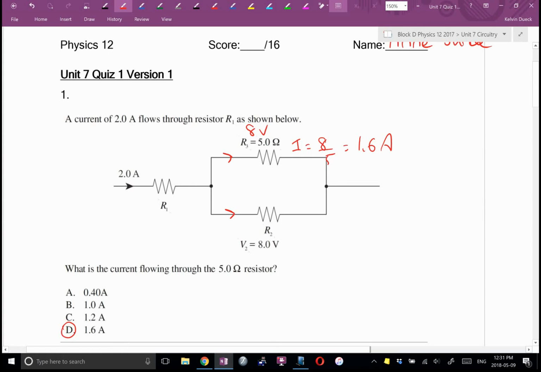What if they'd want me to find the current in R2? How many amps are going through that one? Can't be 1.6. 0.4? So I could have also asked you to find the resistance of R2, or the power in R2. If I know 2 things, I know 4 things.